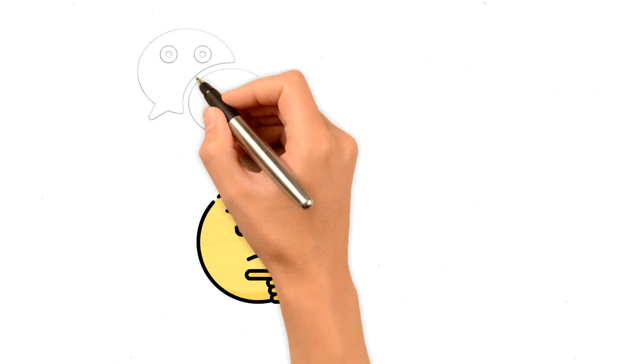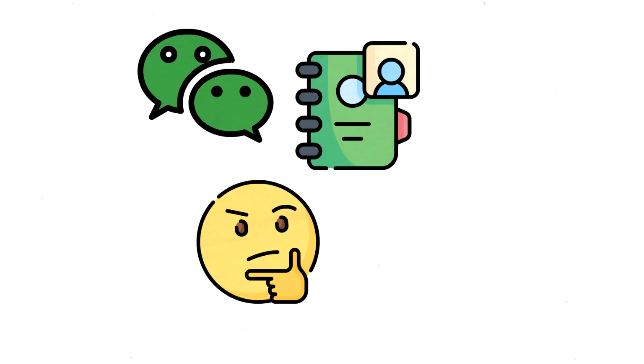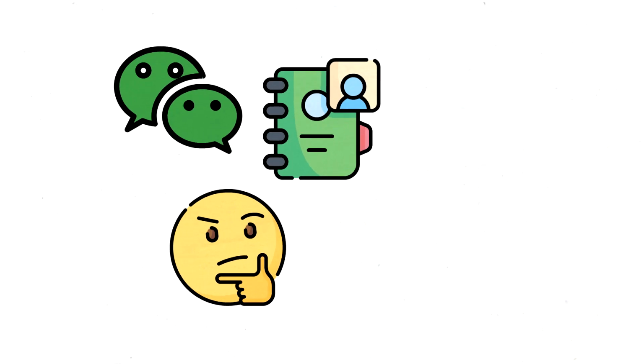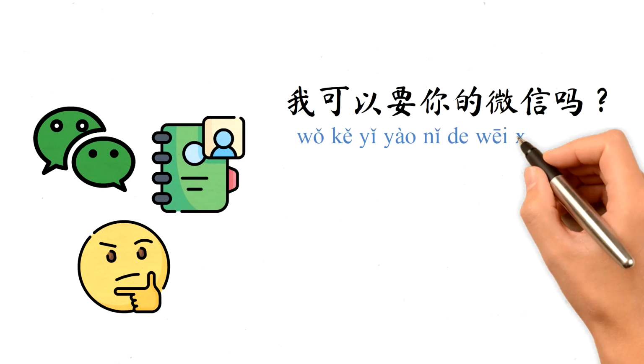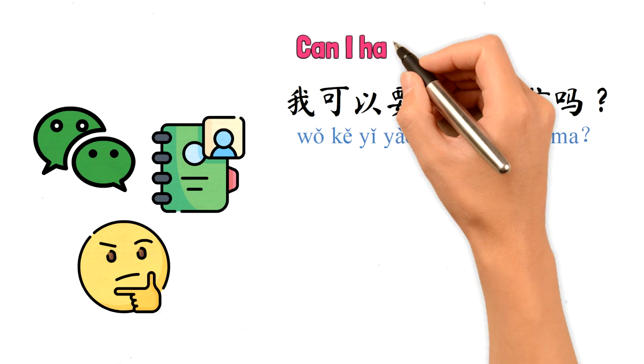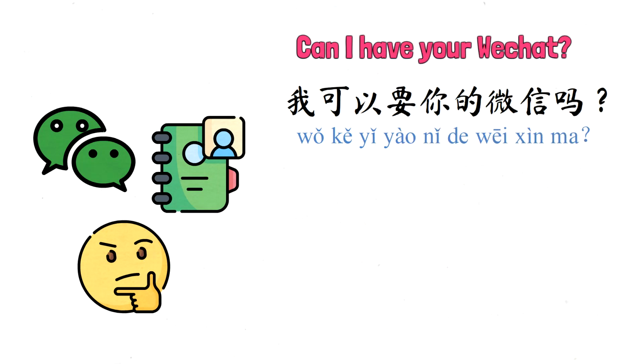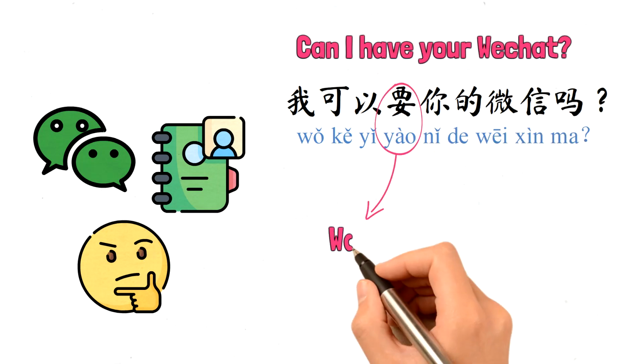If you are trying to get someone's WeChat contact, then the following sentence would be much more appropriate. 我可以要你的微信吗 Can I have your WeChat? 要 means want.